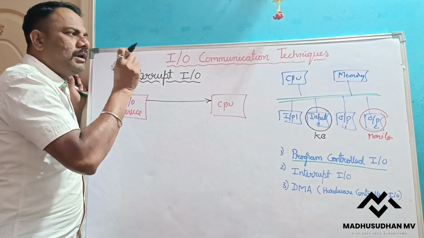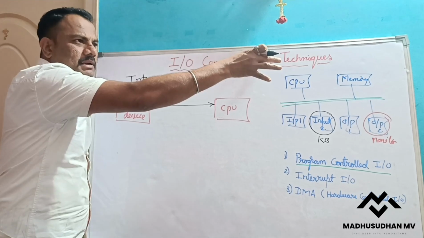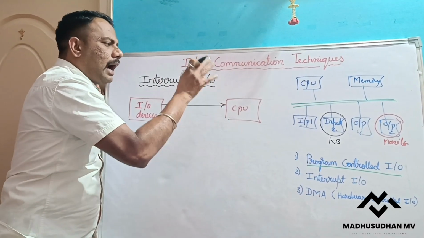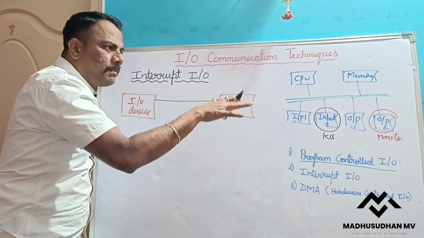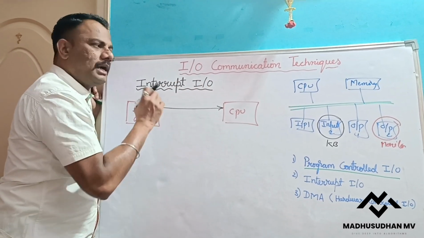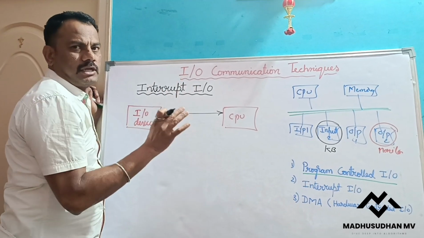That means whenever an IO device sends an interrupt, indicating it is ready for data transfer, the CPU will stop its execution, take that interrupt service, and execute the corresponding interrupt service routine.